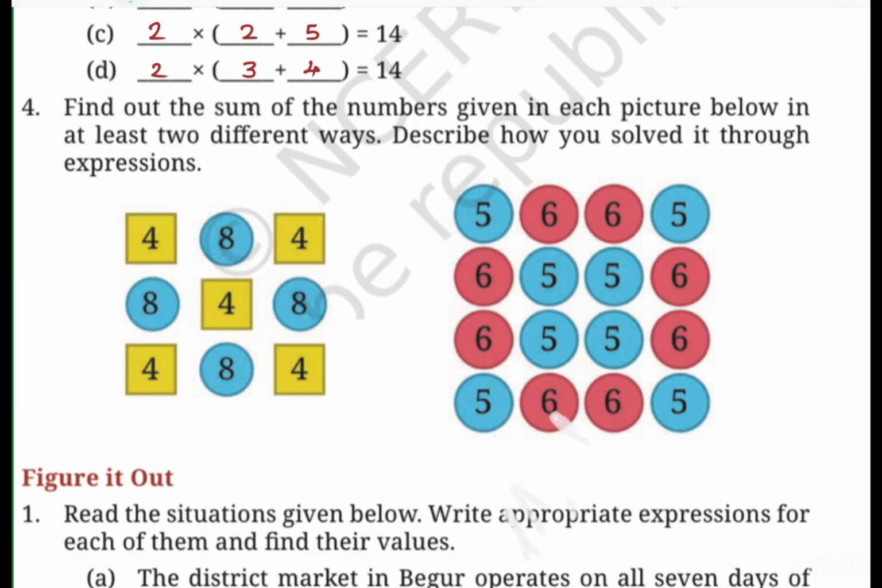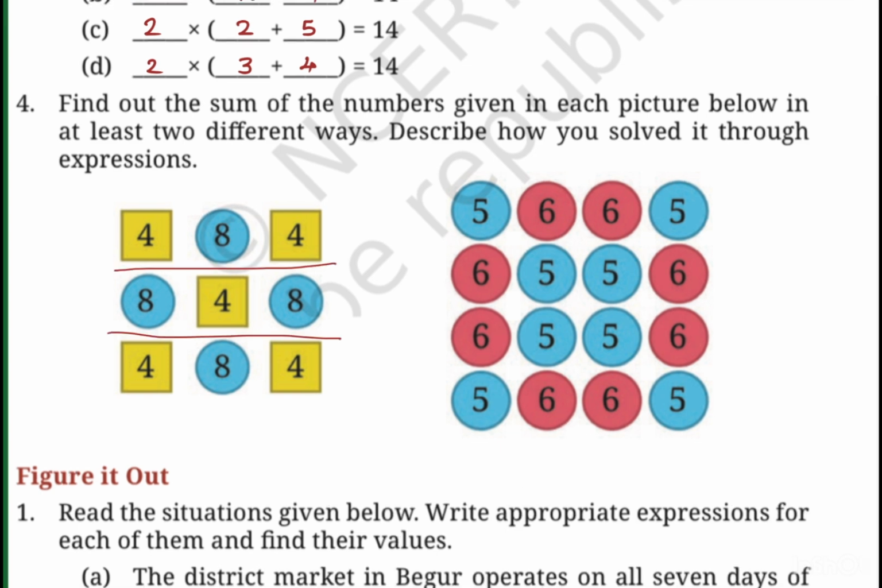The fourth question, find out the sum of the numbers given in each picture below in at least two different ways. Describe how you solved it through expressions. Solve in rows. There are two 4s, so 4 times 2 plus 1, 8. And here 2 times 8 plus 4. And here 2 times 4 plus 8.